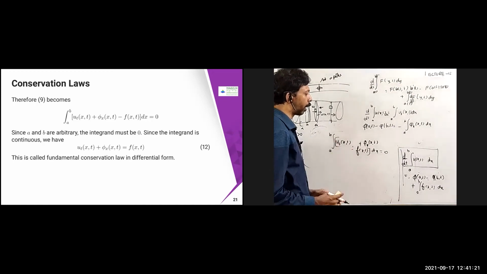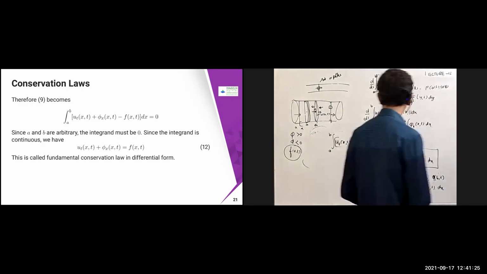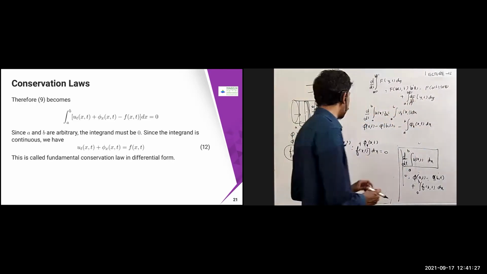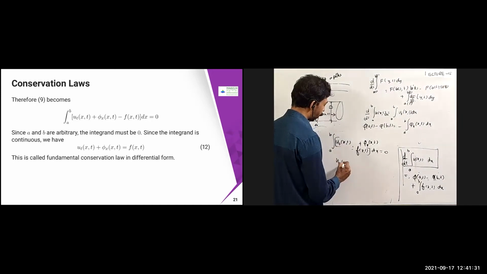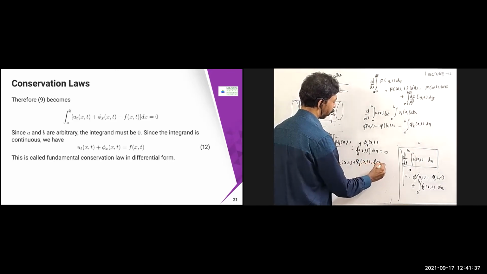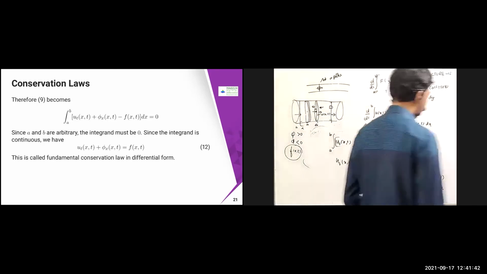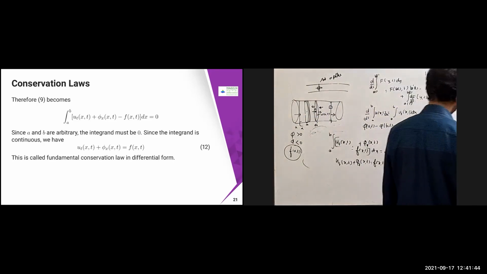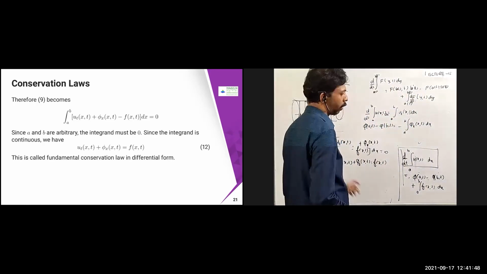Since the integrand is continuous, we are going to have this. If you go for the Lebesgue theory it will be different, but here you are just assuming continuity. Therefore the integrand becomes 0. That means you get u_t(x,t) plus pi_x(x,t) equal to f(x,t). This is called the fundamental conservation law in differential form.